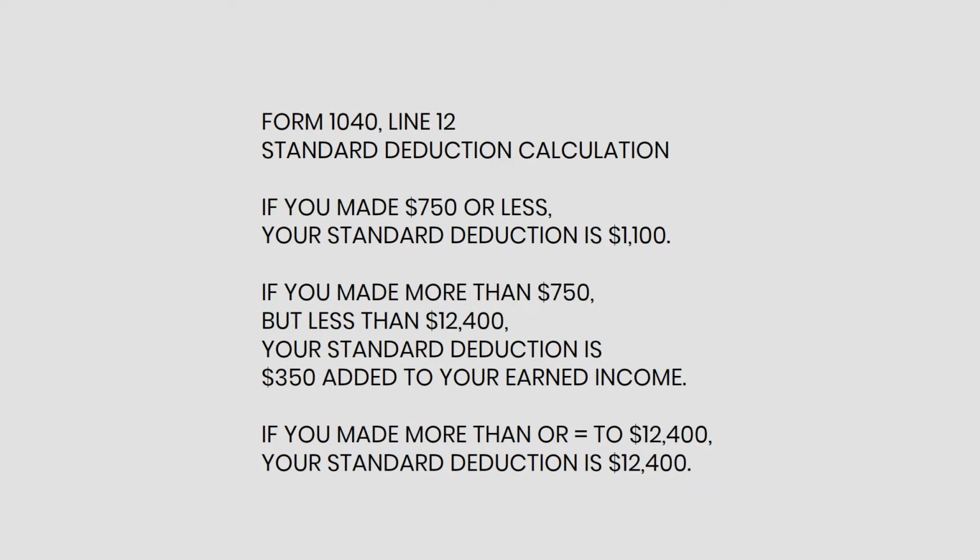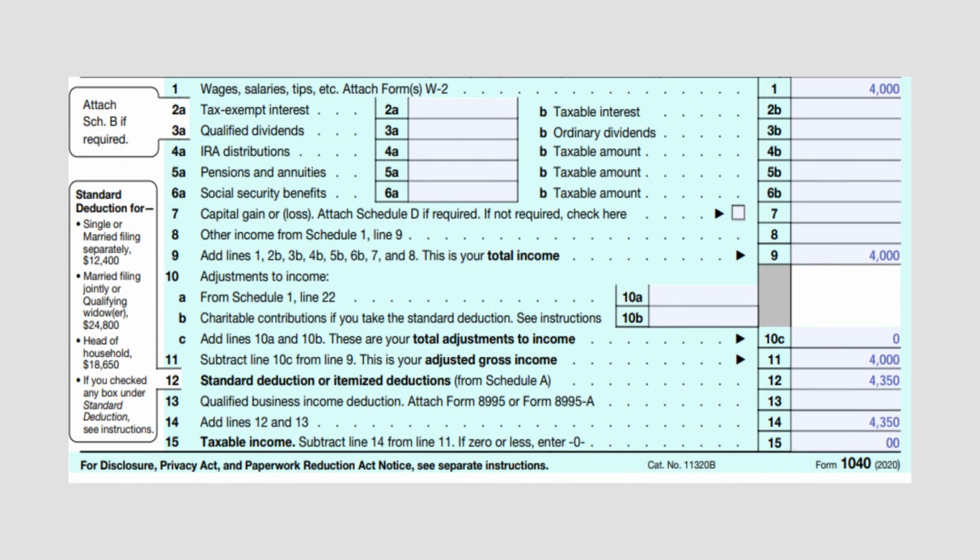Since in our example you made more than $750 but less than $12,400, your standard deduction is $350 added to your earned income of $4,000. So your standard deduction would be $4,350 on line 12. Carry that down to line 14 and subtract that from your adjusted gross income on line 11. So your taxable income on line 15 would be 0.